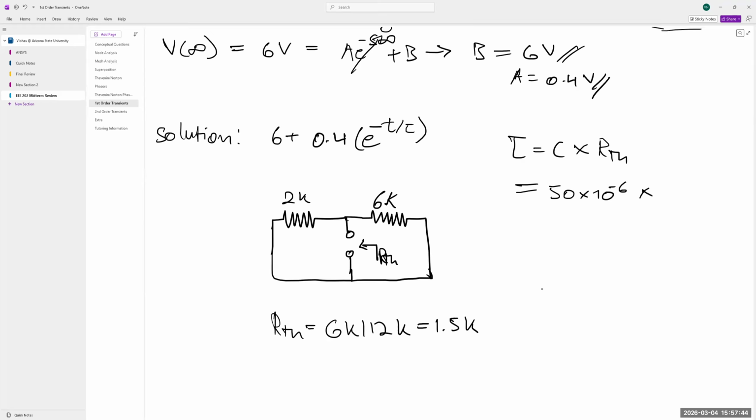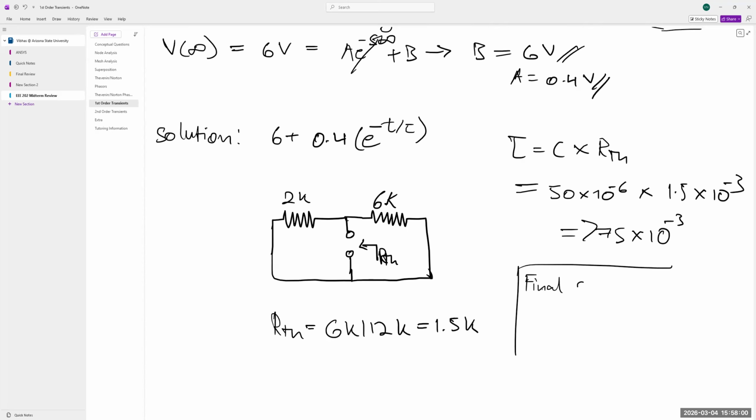So we're going to multiply our capacitance with 1.5 times 10 to the power 3. The answer to that is 75 times 10 to the power negative 3, right? So that's what you're going to put in for tau. So our final solution is 6 plus 0.4 e to the power negative t over 75 times 10 to the power negative 3.